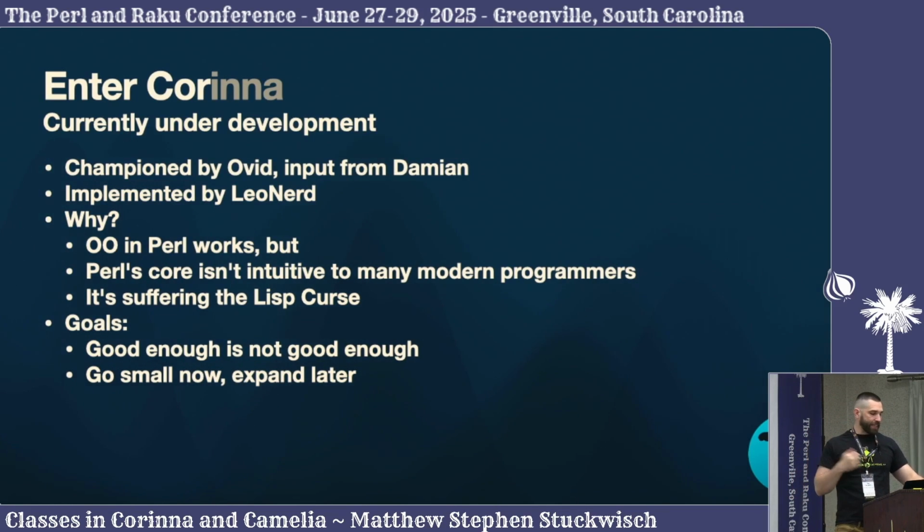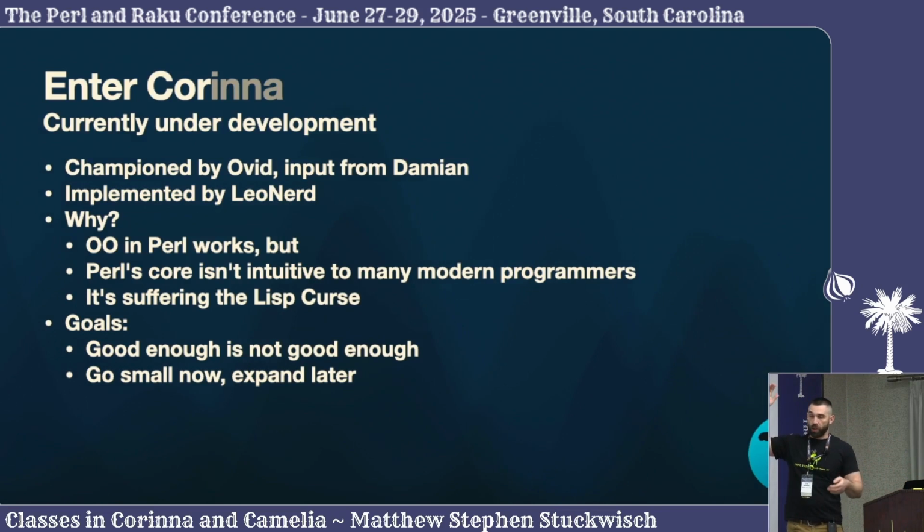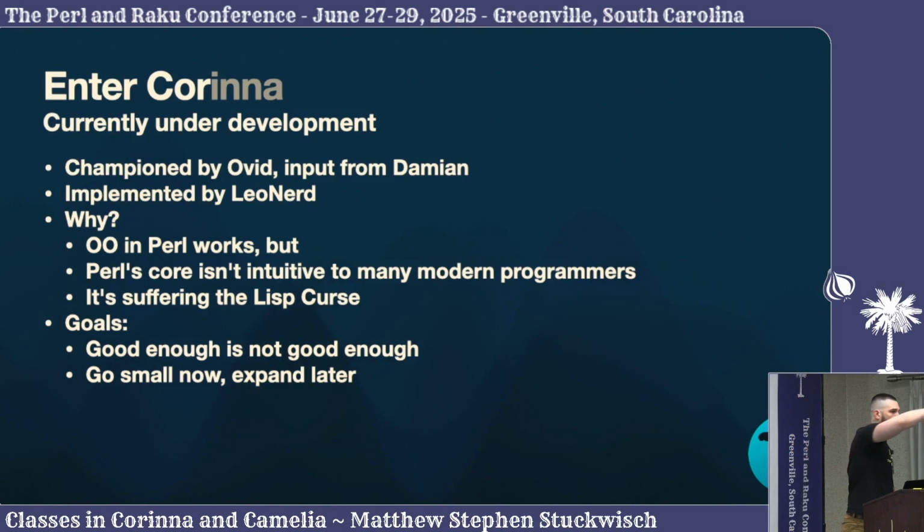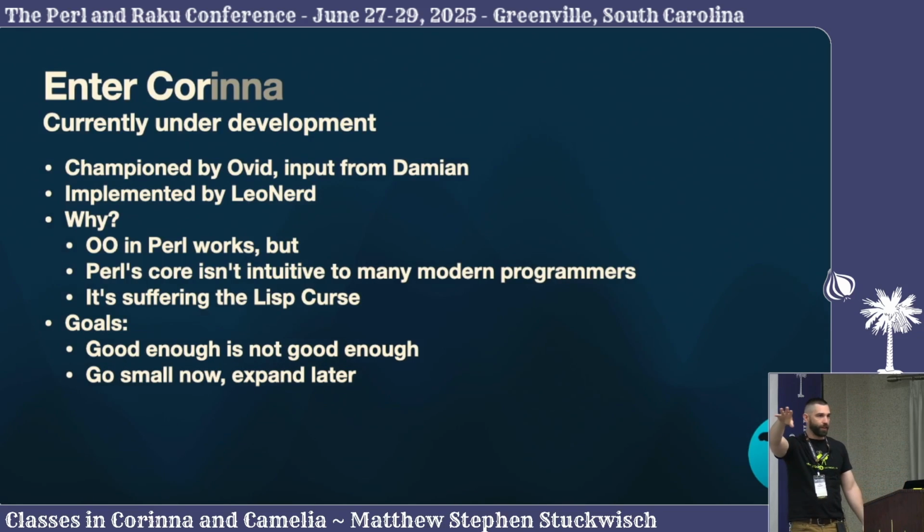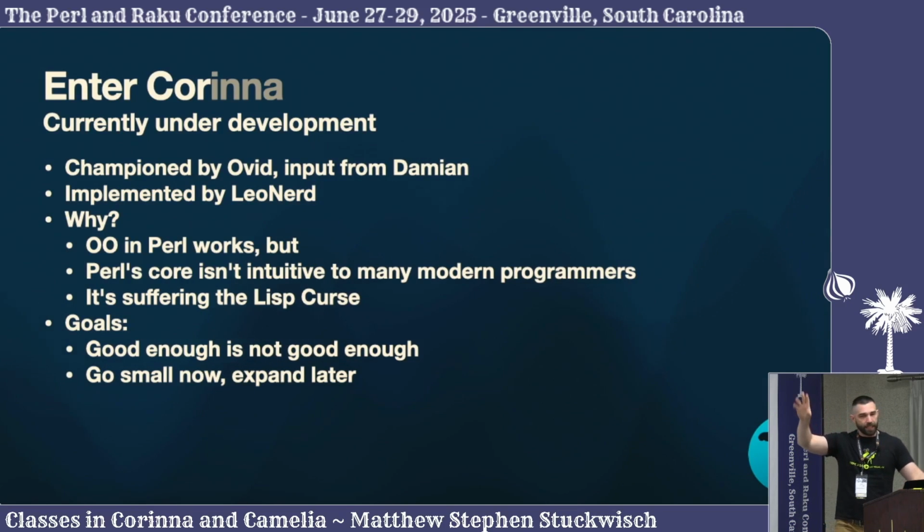And as he said, it's suffering the Lisp curse. As we go back to that list of all the different versions that we've got for creating class systems in Perl, there's not just one solidified one. So maybe company A is using one package. That means their programmers aren't necessarily going to be able to just jump over to company B who's using a different one. And maybe company C has their own custom one that they haven't even published onto CPAN for other people to know how it works. And so in this case, it sometimes is better to have one that is standardized.